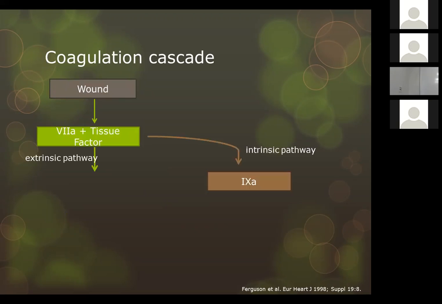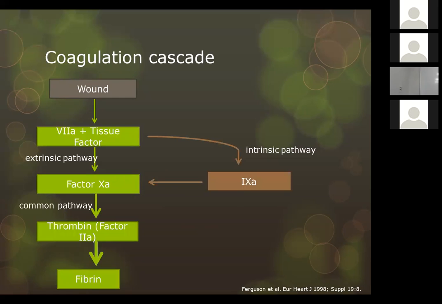Both pathways activate factor 10A, which is important, and they meet at factor 10A, forming the common pathway, as you can see from the diagram. Factor 10A then activates thrombin, which will activate fibrin. Fibrin is needed for the clot to occur, which you can see there.